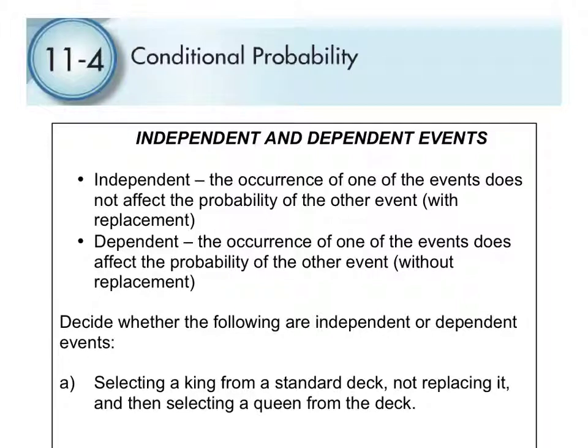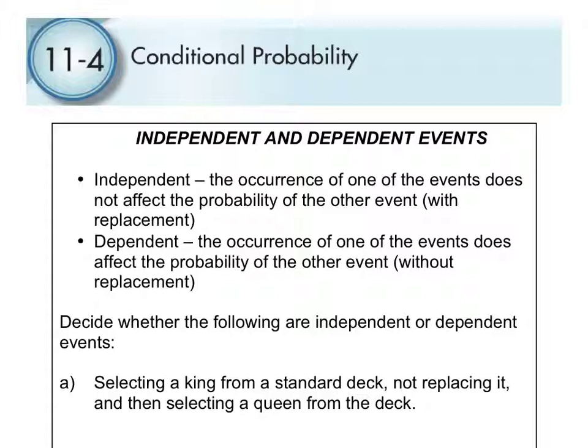Okay, so before we start figuring out how to actually find probabilities of more than one thing, we're going to take a look at independent and dependent events. An independent event is when the occurrence of one of the events does not affect the probability of the other event. A lot of times you'll see that you'll replace whatever it is you found the probability of. Or it doesn't have any effect on the second probability. So you find the first probability and it doesn't have any effect on the second probability.